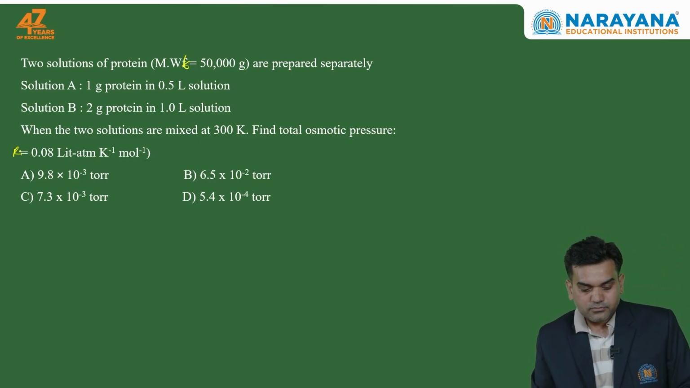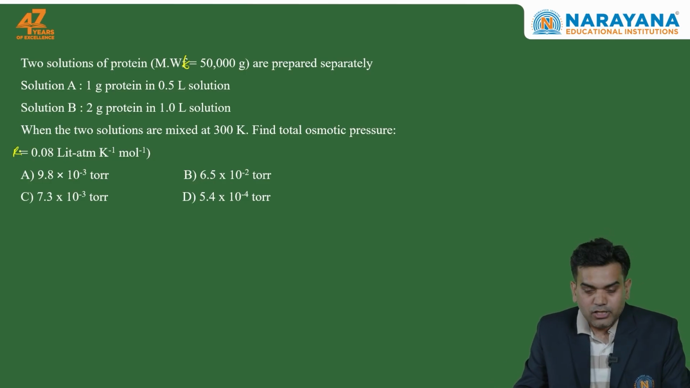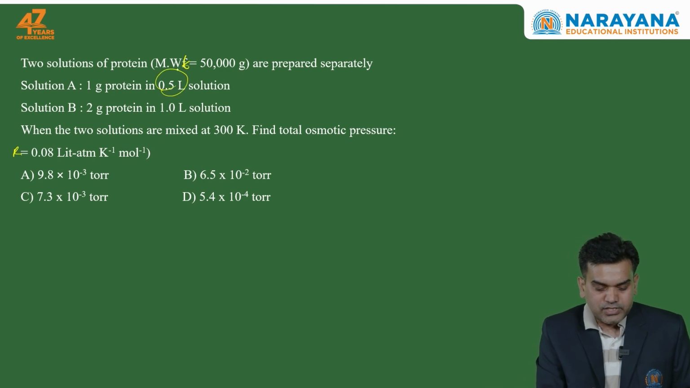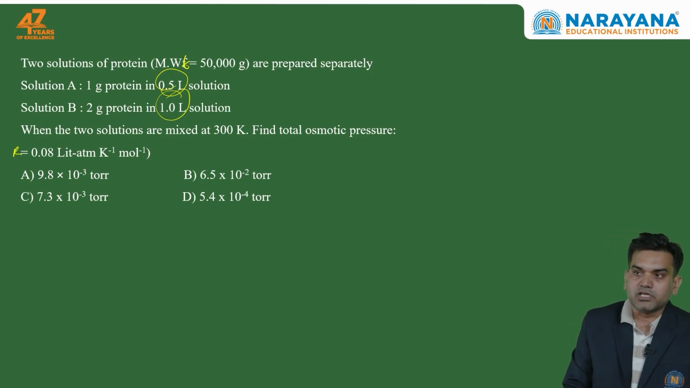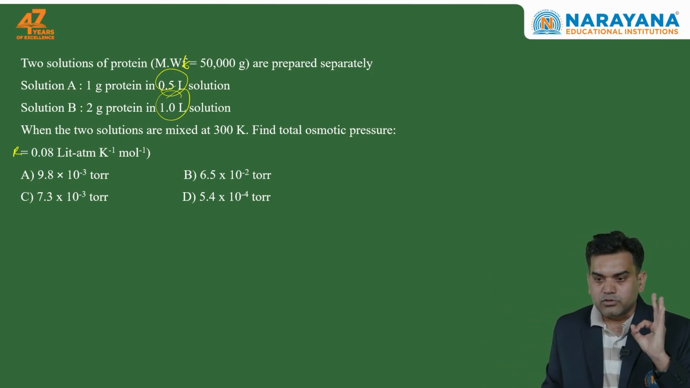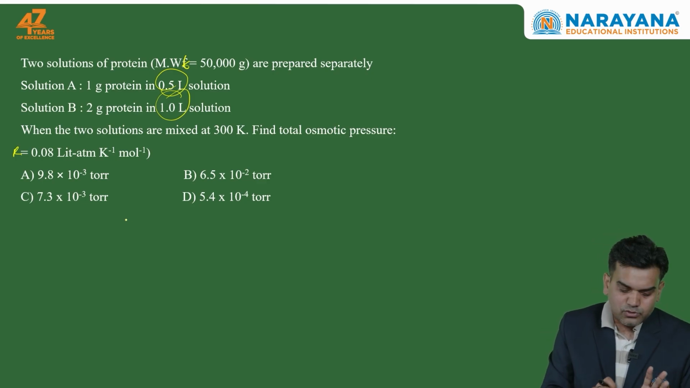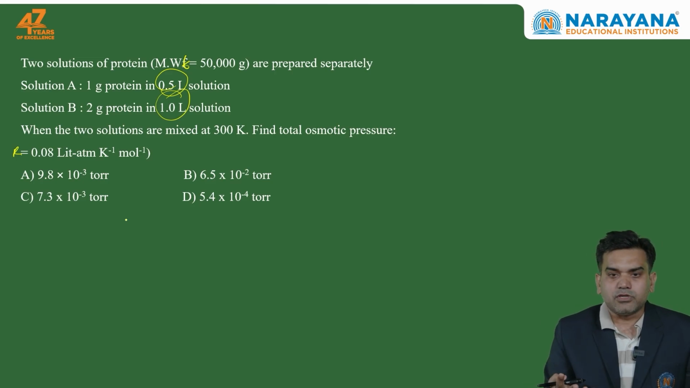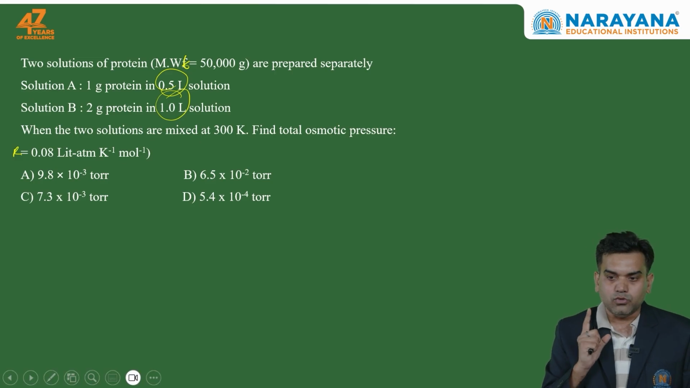This value is given. So after mixing, we can apply the law of conservation of mass. If I mix this 0.5 liters of solution with 1 liter of solution, the total amount of the solution will be equal to 1.5 liters and the total amount of protein will be equal to 3 grams. Proteins do not dissociate or associate in water, or if nothing is mentioned about dissociation or association, we should not consider it. We should consider that its Van't Hoff factor i should be equal to 1.